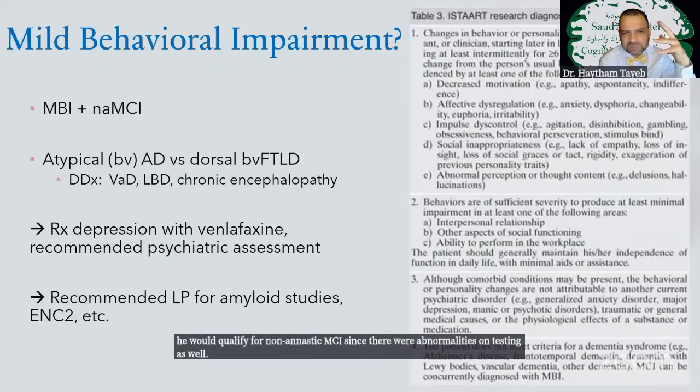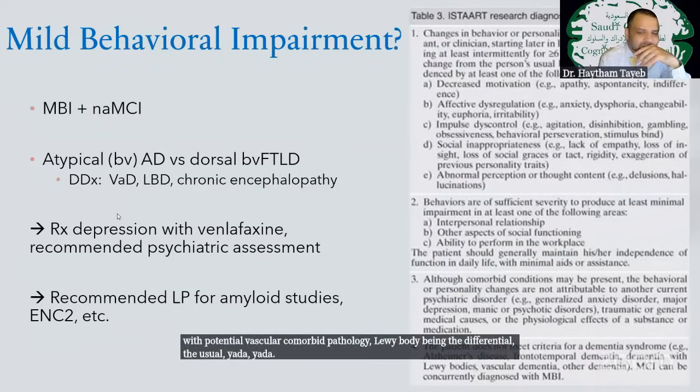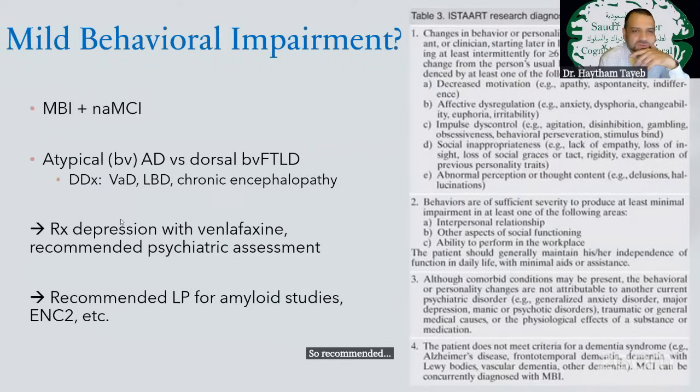So the potential pathology being atypical behavioral variant AD versus a dorsal behavioral variant FTLD, with potential vascular comorbid pathology, Lewy body being the differential, the usual yada yada. So I recommended, since the picture was unclear, and it was at the time before we had direct access to amyloid PET at my center, we did the LP, and we were also looking for autoimmune encephalitis, so I ordered the antibody panel.